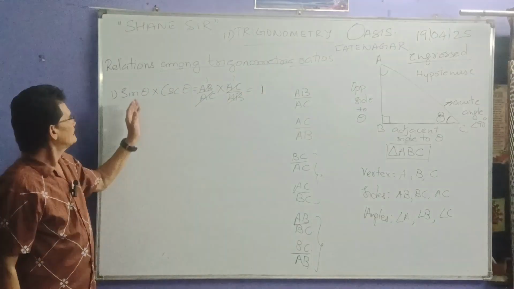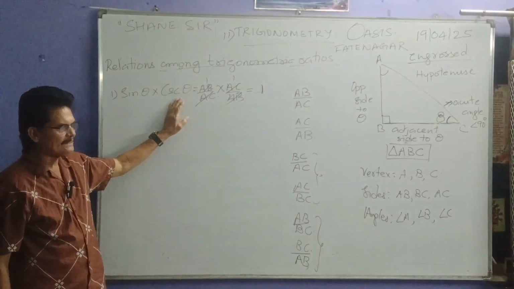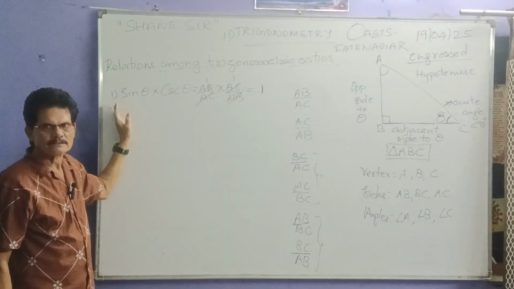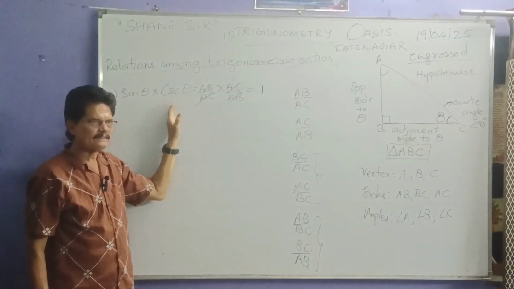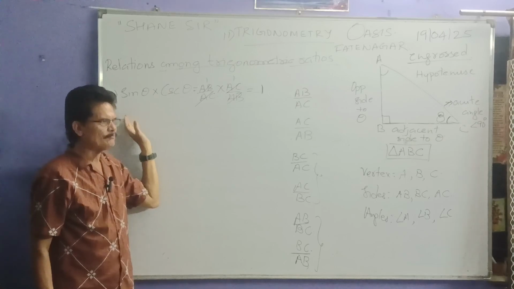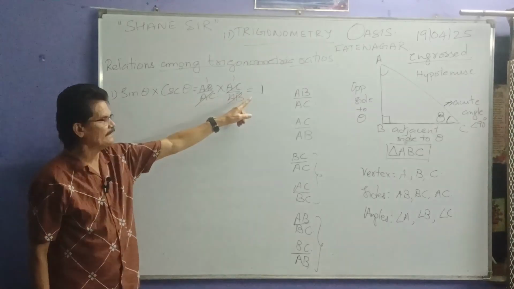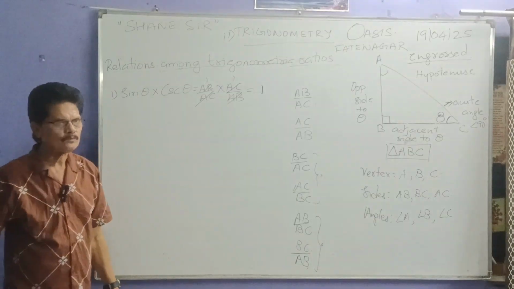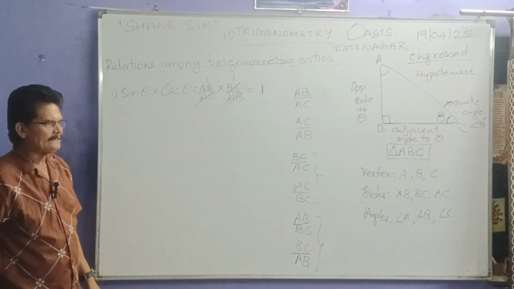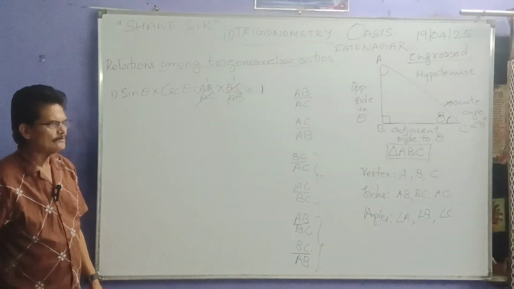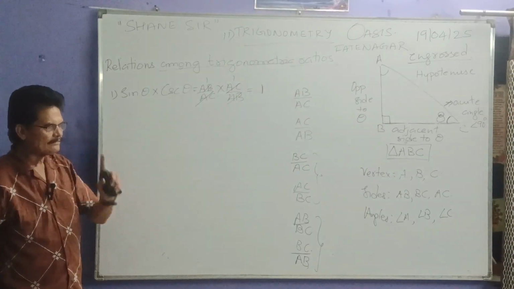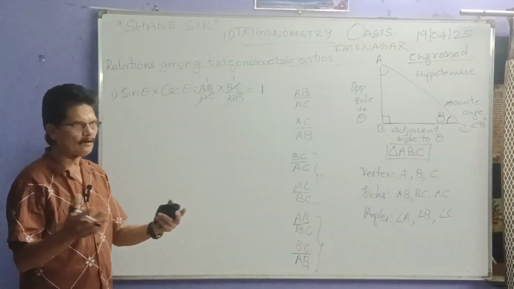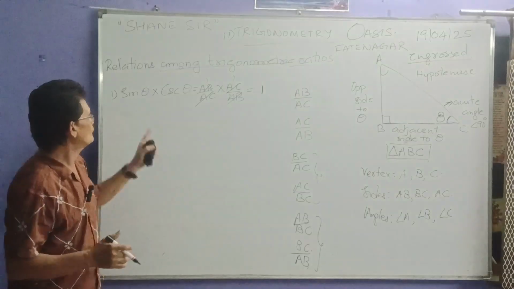So, sin is called the inverse of cosec, and cosec is called the inverse of sin, because their product is 1. What is the inverse of 2? 1 by 2. What is the inverse of 1 by 2? 2. Why? Because when we multiply we get 1. So they are called inverse.